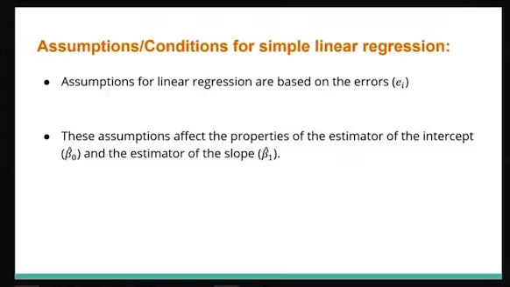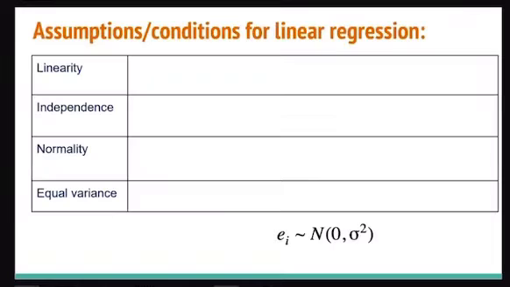Because if you have a wrong estimation for beta naught and beta 1, then the model is not going to do a great job. That is the reason why the assumptions we talk about right now, which revolve around the error term, will affect the validity of beta naught and beta 1. Now let's take a look at the assumptions. These assumptions can be classified into 4.